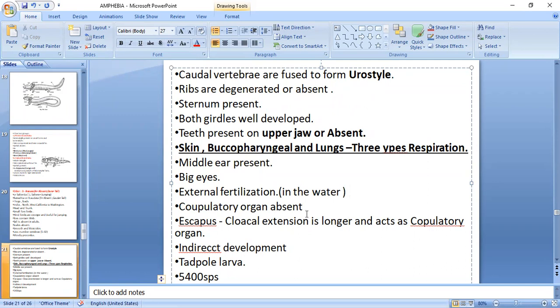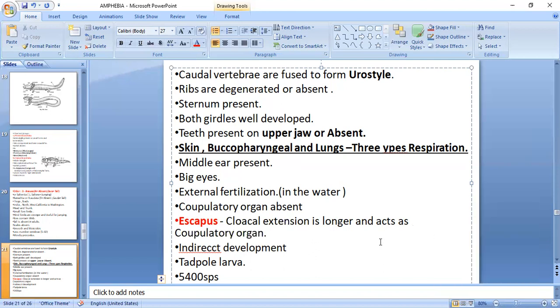So the copulatory organ is absent. In the first two, the cloaca somewhat helps in fertilization. Here there is no such organ like a copulatory organ. So obviously external fertilization takes place. This is an interesting point. This is the exception for the copulatory organ: here the cloacal extension is longer and acts as a copulatory organ.